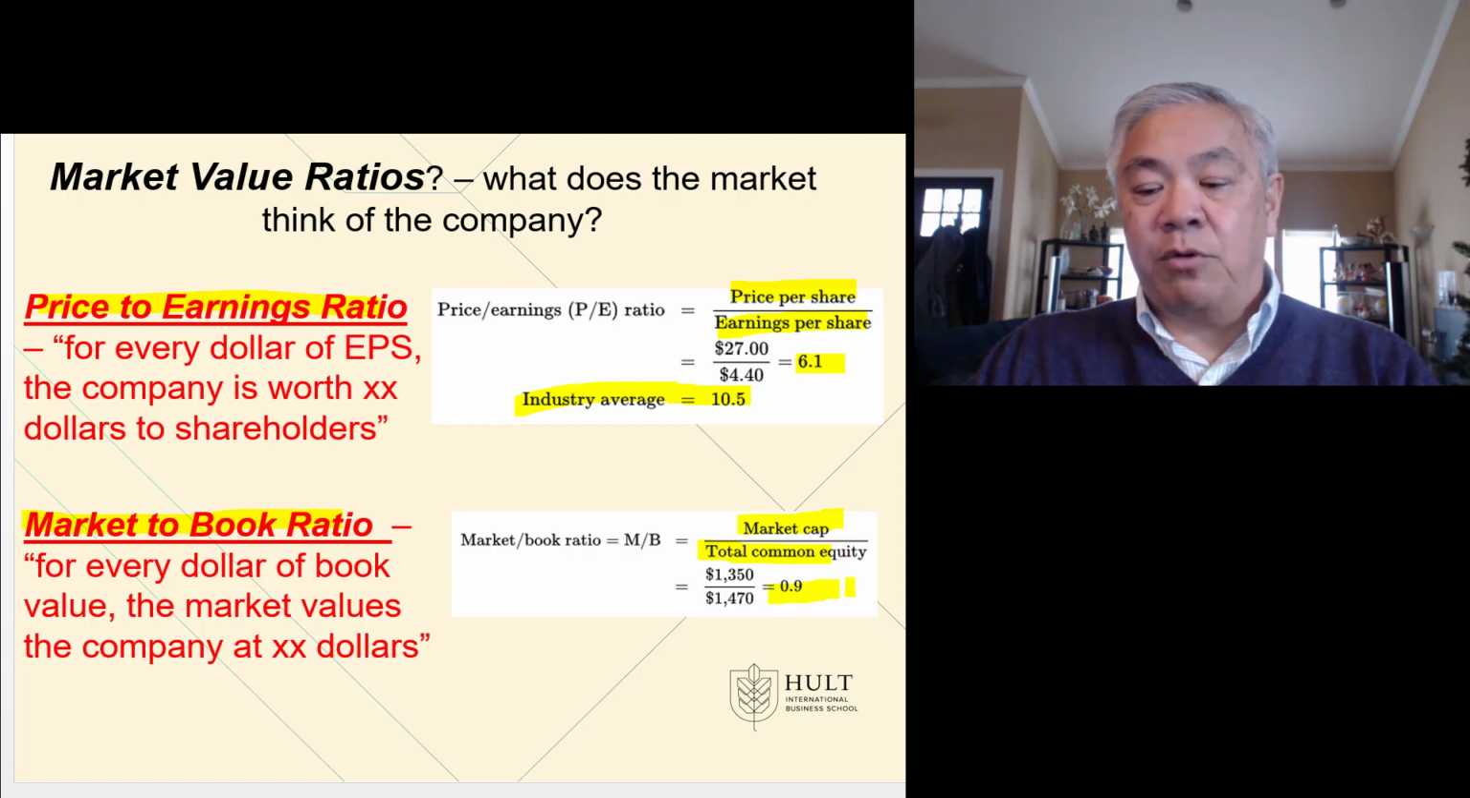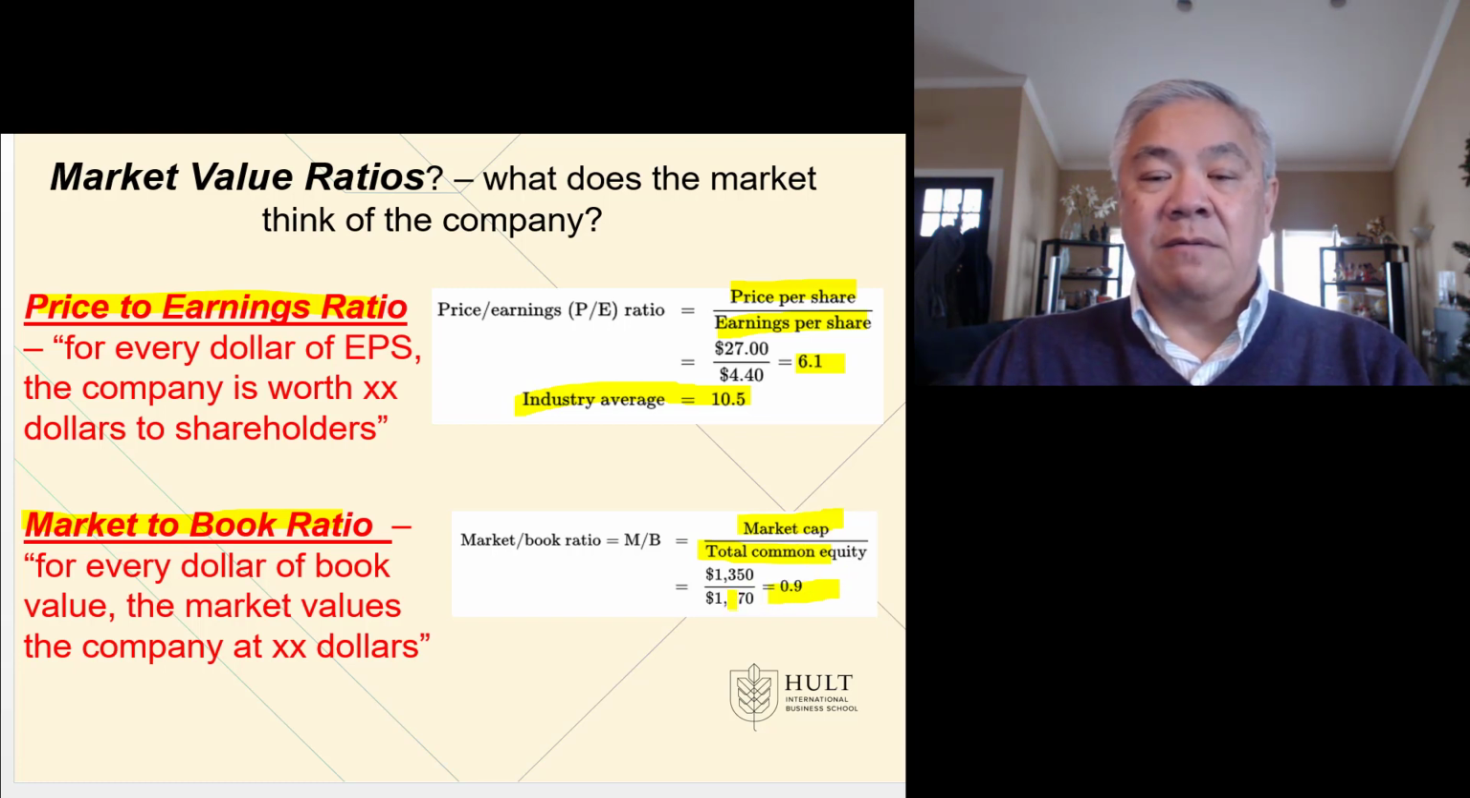For MicroDrive it is 0.9. That means the market cap is less than the equity, which is not a good thing. Normally, we would see that the market value of a company is far in excess of its book value. So that again is a warning sign.